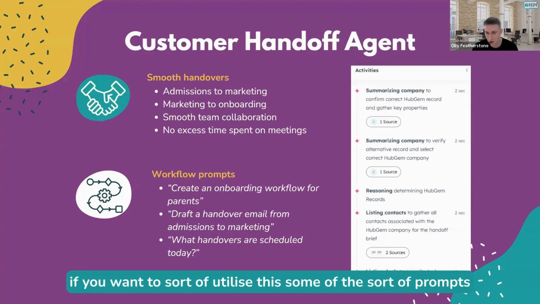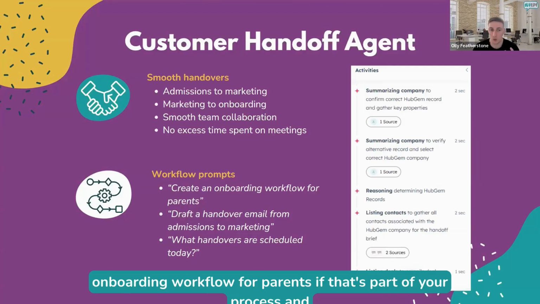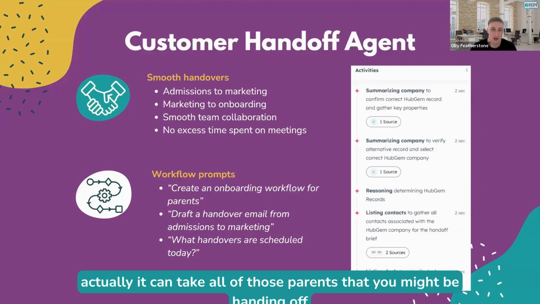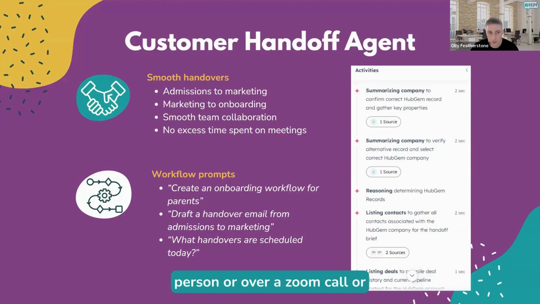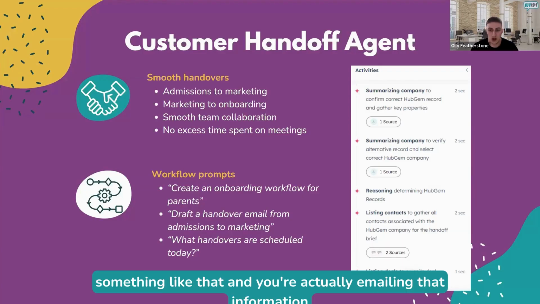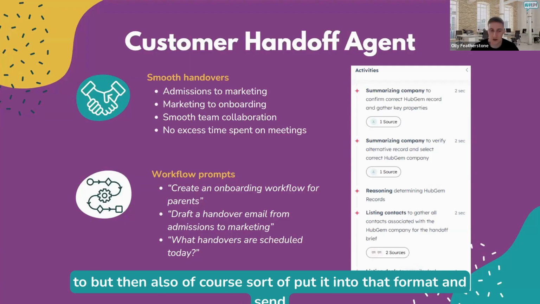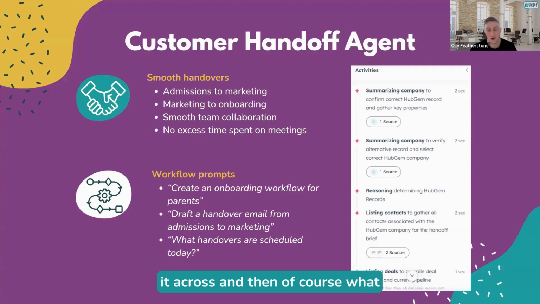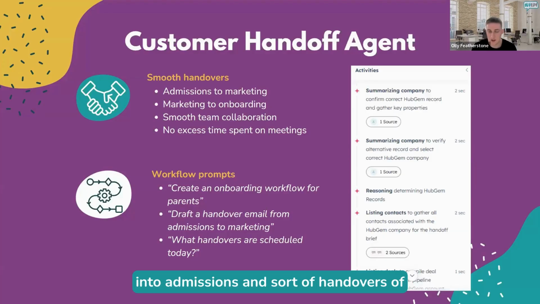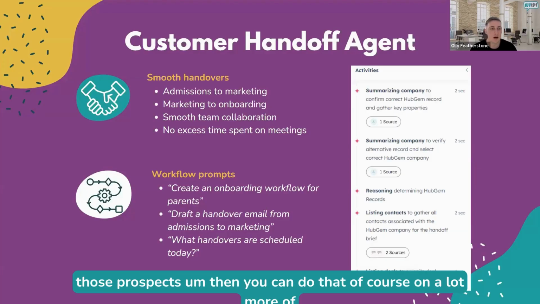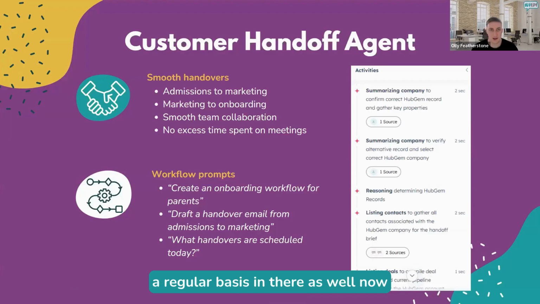So again, if you want to utilize this, there are some prompts that you can set out here. So you might want to create an onboarding workflow for parents if that's part of your process. And actually it can take all of those parents that you might be handing over and create all of that for you. You could also draft a handover email as well. So if you're sharing this, not necessarily in person or over a Zoom call or something like that, and you're actually emailing that information, it can not only find it, but then also put it into that format and send it across. And then, of course, what handovers are scheduled today as well. So if it's part of your process where you do regular qualified leads into admissions, handovers of those prospects, then you can do that on a lot more of a regular basis in there as well.